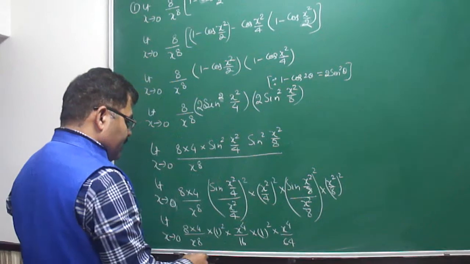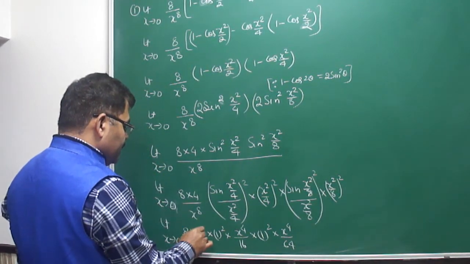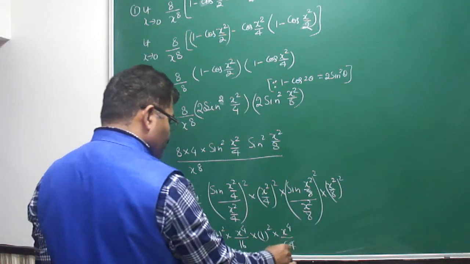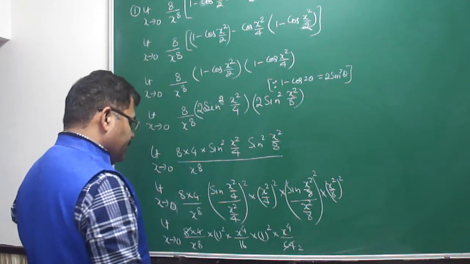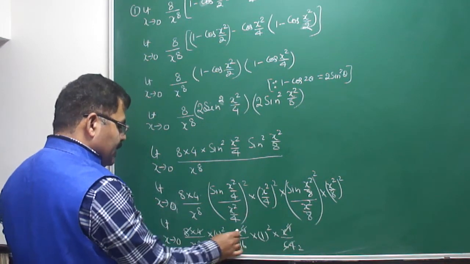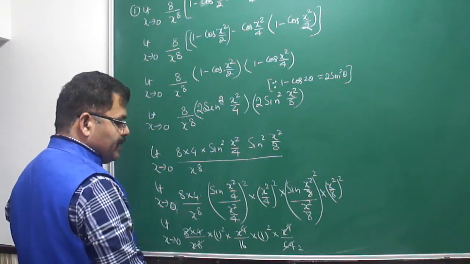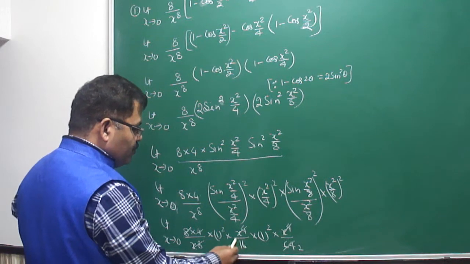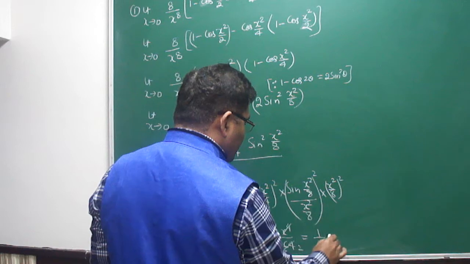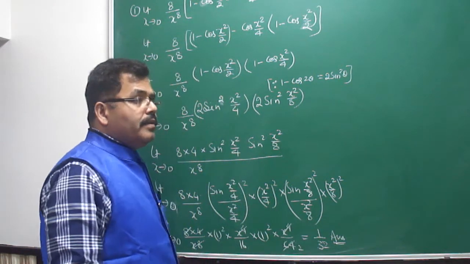Now, 8 into 4 is 32, and 32 can divide 64 two times, right? And x to the power 4 times x to the power 4 will be x to the power 8, that cancels with the x to the power 8. So what is left now? 16 into 2, that is 1 by 32, and this is the answer of this question, right? I hope you got it, okay?